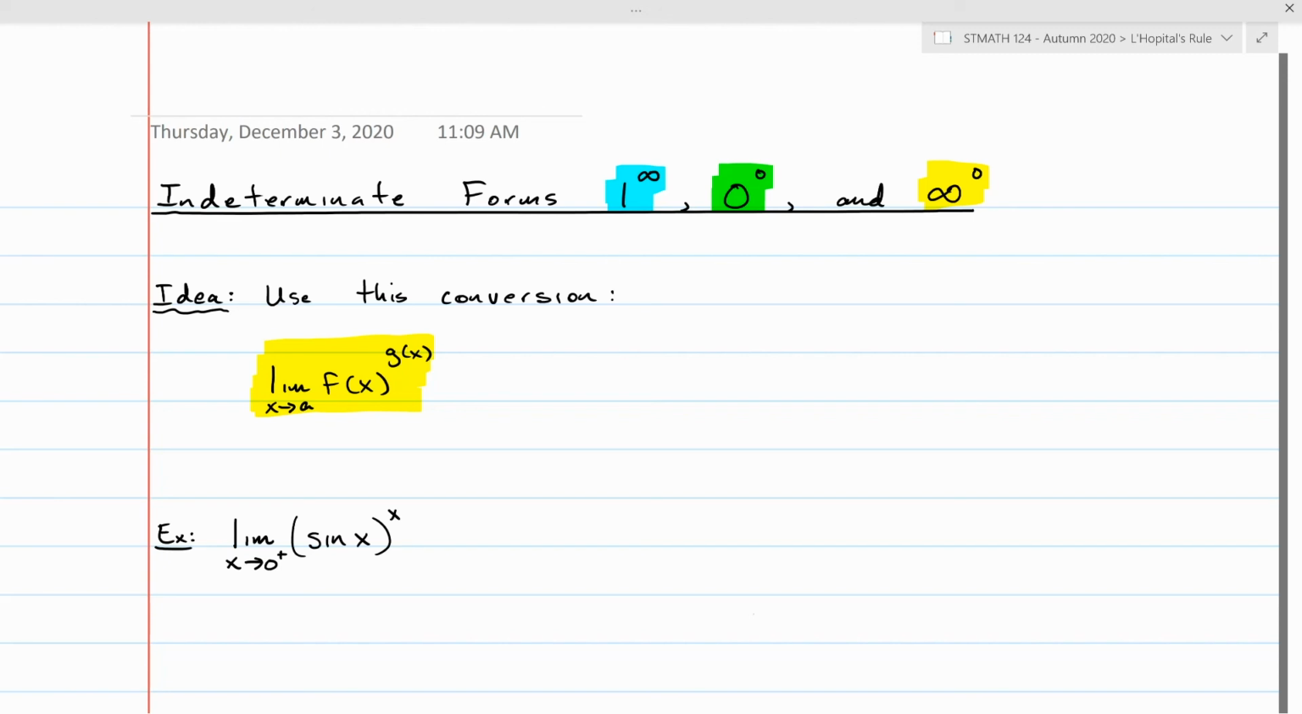The way that we do these, though, is we use a conversion. When we're doing the limit as x goes to a of f of x to the g of x, we convert it to an exponential with base e like this. This is the same as the limit as x goes to a of e raised to the natural log of f of x to the g of x.